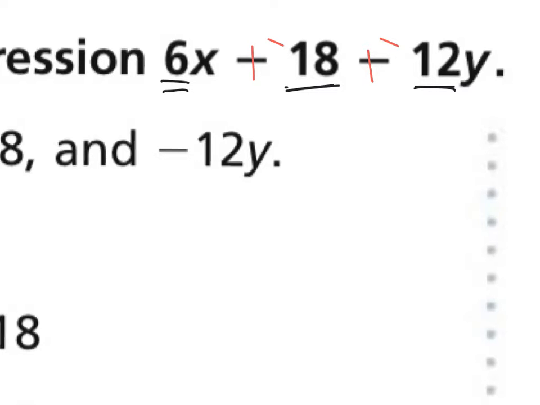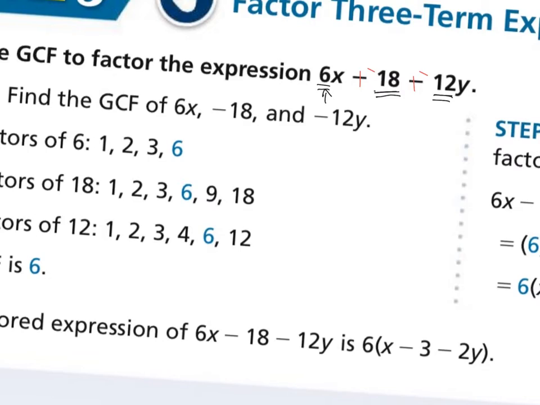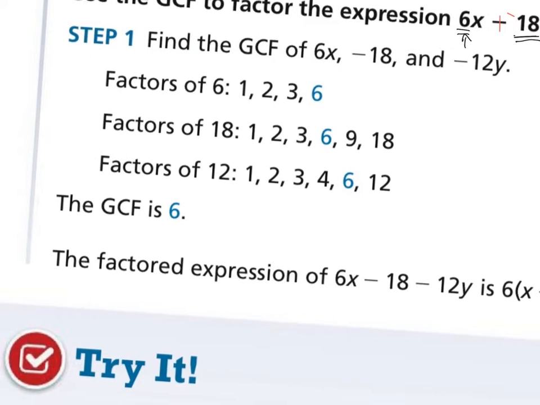And probably the best way to do a problem like this is look at your smallest number. Okay, ignoring the negatives, our smallest number here is 6. What I'm going to do is think about whether these other numbers are divisible by 6, because 6 is going to be the biggest possible number that I could factor out. So is 18 divisible by 6? Yes. Is 12 divisible by 6? Yes. Good. Okay, so since all those are divisible by 6, 6 is going to be my greatest common factor.